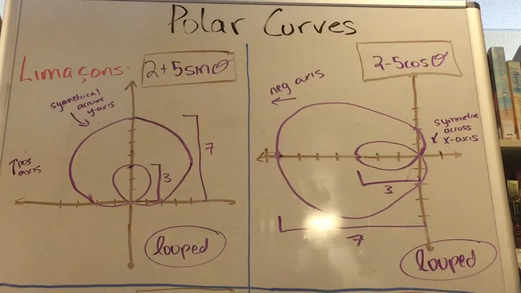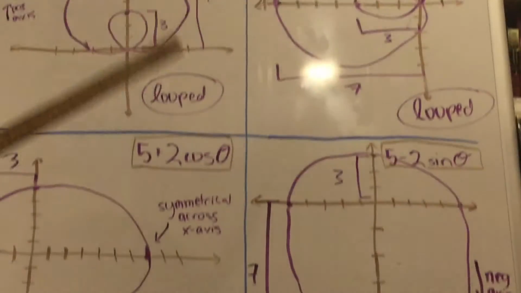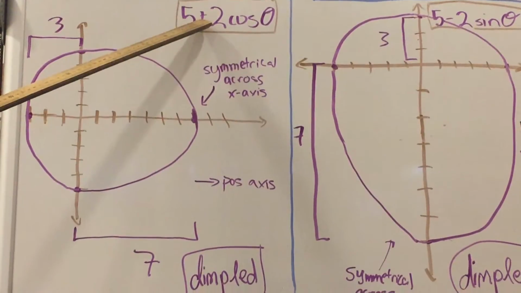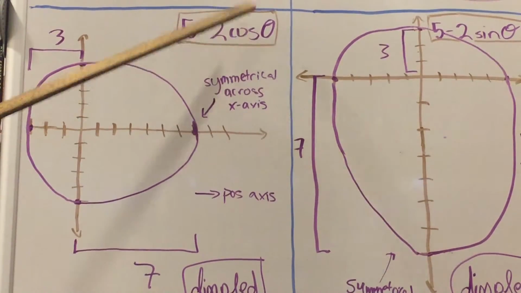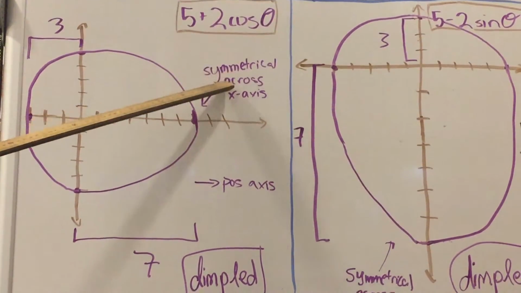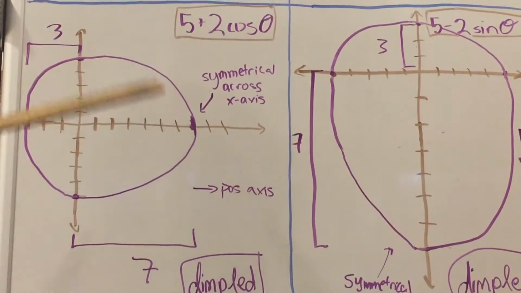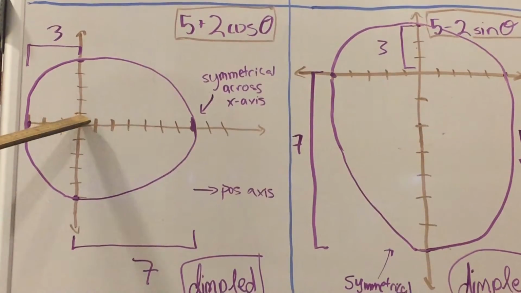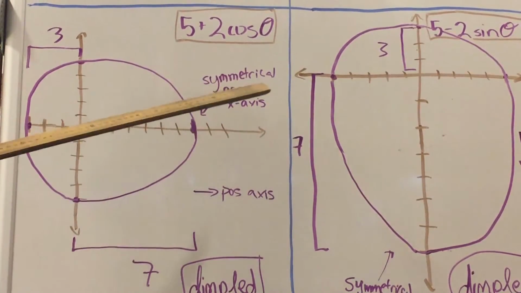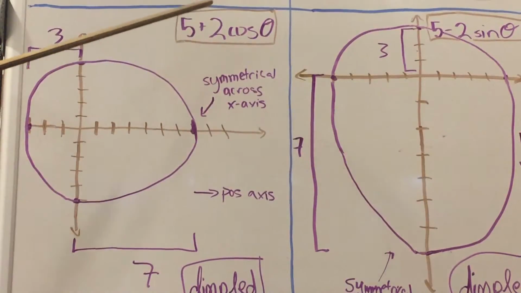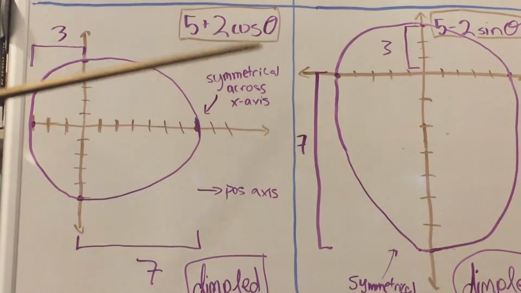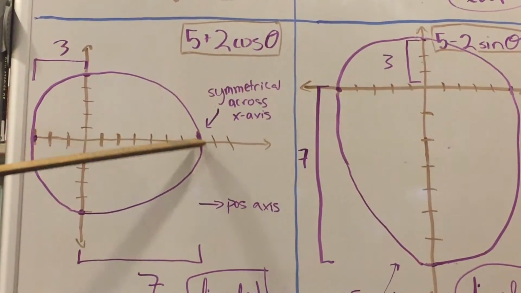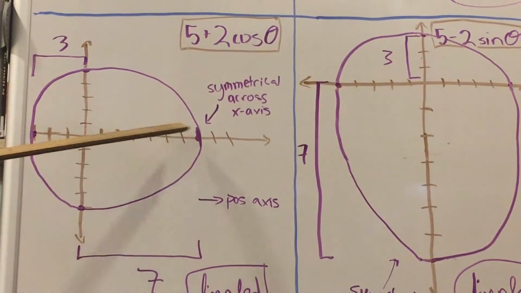Now let's look at these dimpled limit zones. For the dimpled one, A is 5 and B is 2. There's a plus sign here, and there's a cosine function. Because it's a cosine function, we know that it's going to be symmetric across the x-axis, and we can see that here. And because there's a plus in the middle, it's going to be on the positive part of the x-axis, which is why most of it is going to the right. And if we look at the A and B values for the length of the limit zone, 5 plus 2 is 7, right? So that's why from the origin to the end of the dimpled limit zone, that's 7.